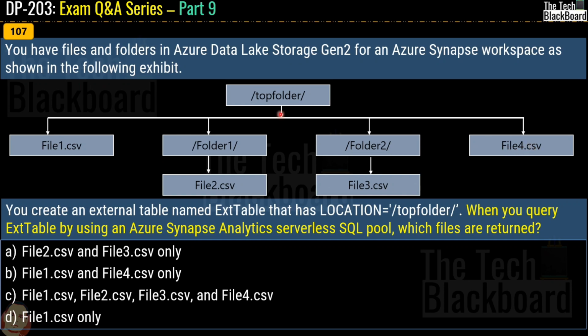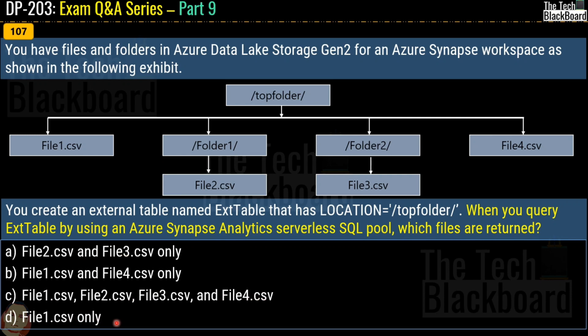Now the question further asks that you create an external table named ext table that has the location top folder. When you query ext table by using an Azure Synapse Analytics serverless SQL pool, which files are returned? Your options are file 2 and file 3, file 1 and file 4, file 1, 2, 3, 4, all of them, or the last option is file 1 only.